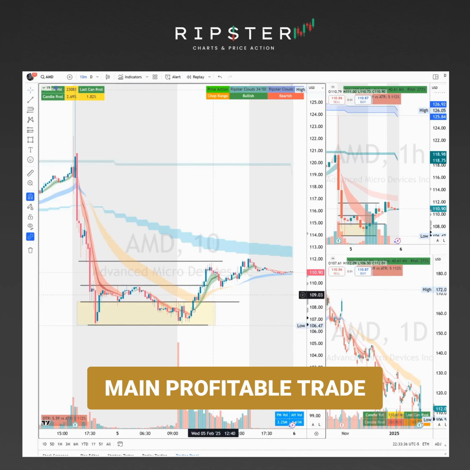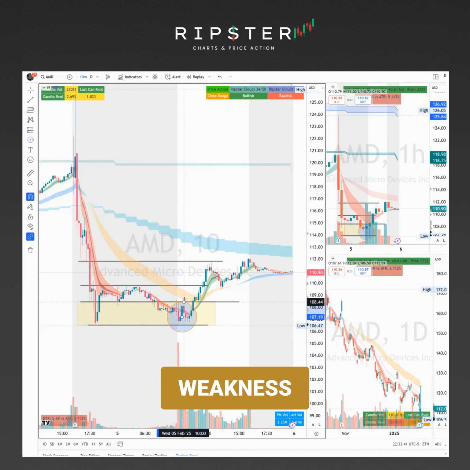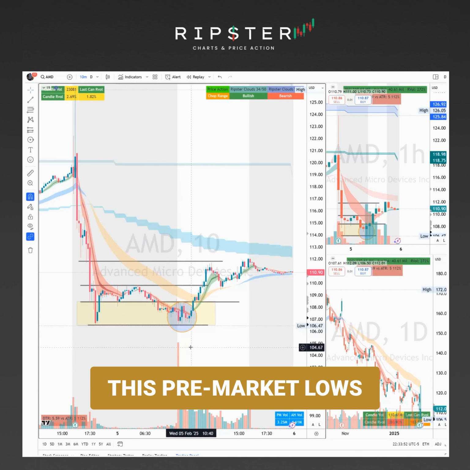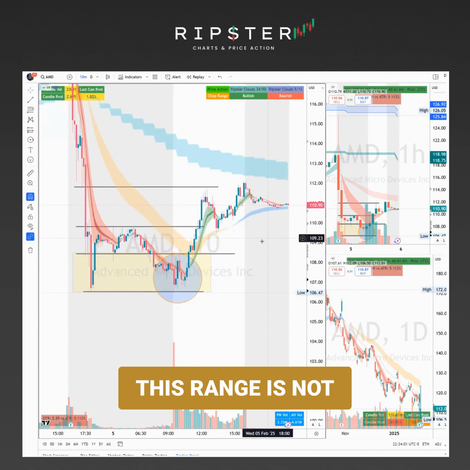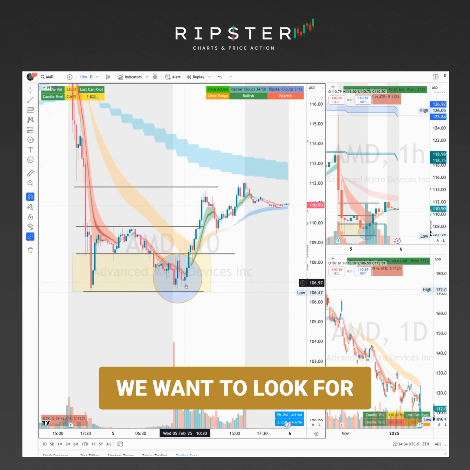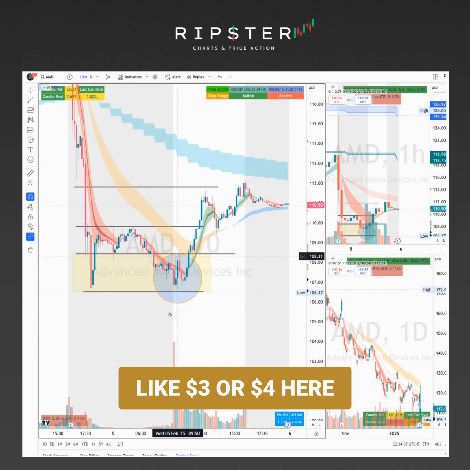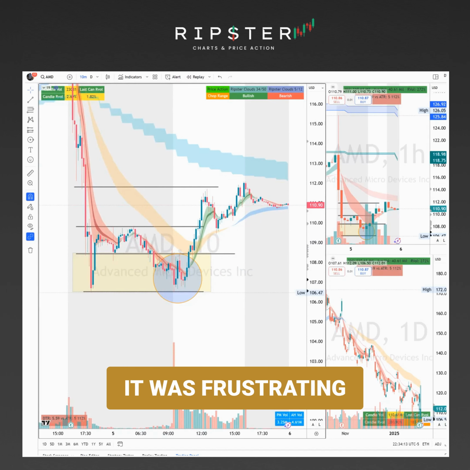But this was our main profitable trade after this morning weakness. The short is not going to work until we break this pre-market lows. And once the long works, you hold it. So you can make up for the loss you had in the morning range. This range is not what we're looking for. $1 up, $1 down. We want to look for a bigger move, like $3, $4 here. That was the AMD trade today. It's a good case study. It was frustrating in the morning, but really helped us in the middle of the day for the long side.